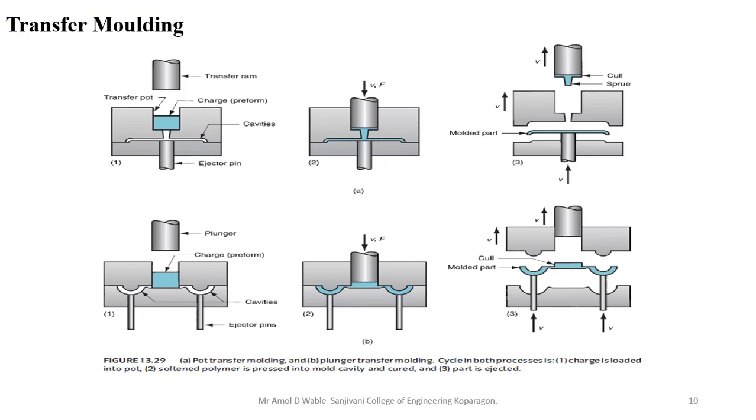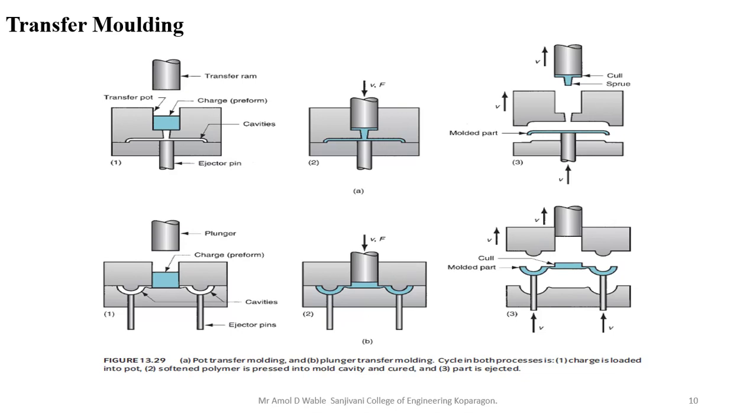Now the material is generally in preheated form and placed in a heated transfer pot, this one, and when the material is sufficiently softened, the plunger forces the fluid plastic through the sprue into the closed mold where the final cure takes place. Curing time for transfer molding is generally less than compression molding, and the intensity of pressure varies from 20 megapascal to 100 megapascal. Once the plastic component has been cured, the plunger is moved up and the component is ejected from the lower portion of the mold cavity with the help of an ejector pin.